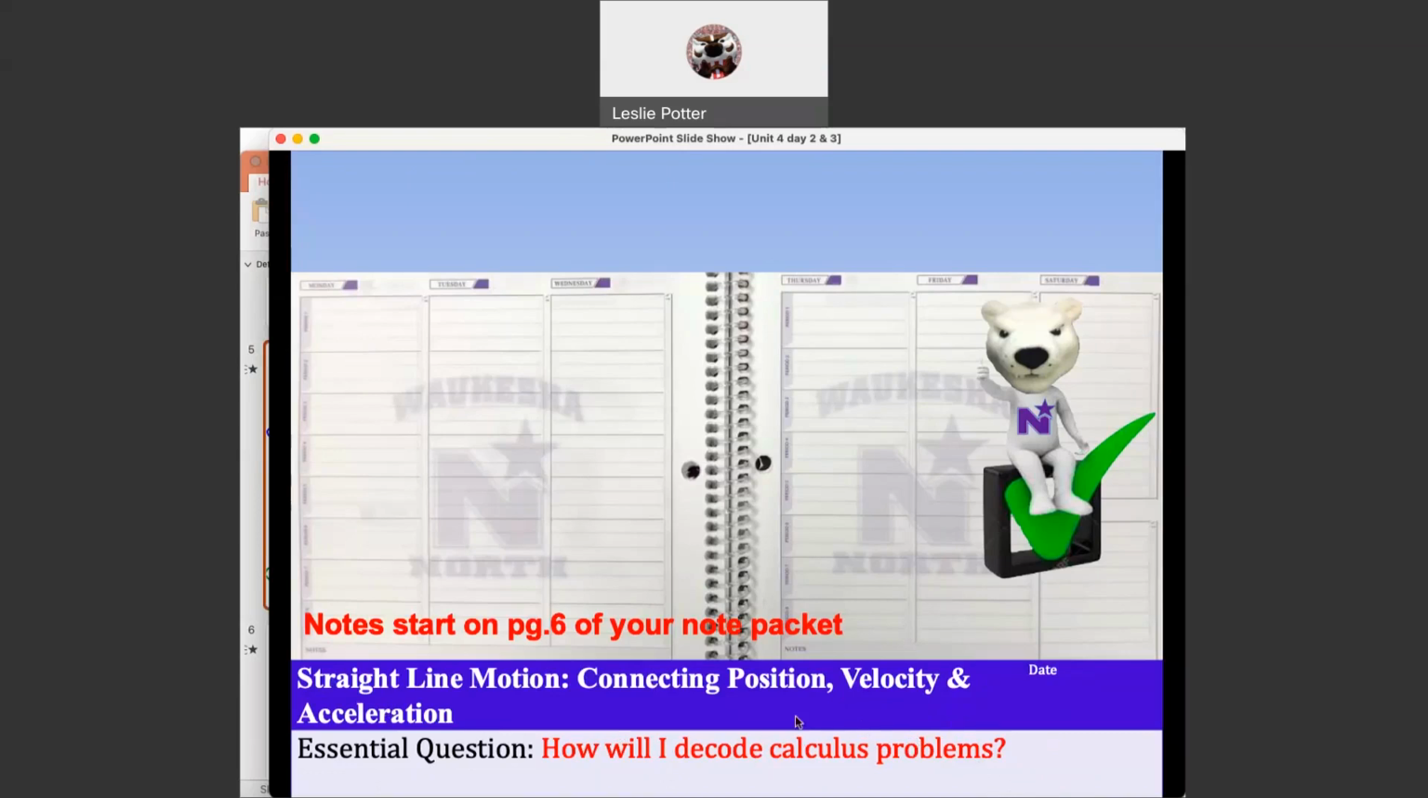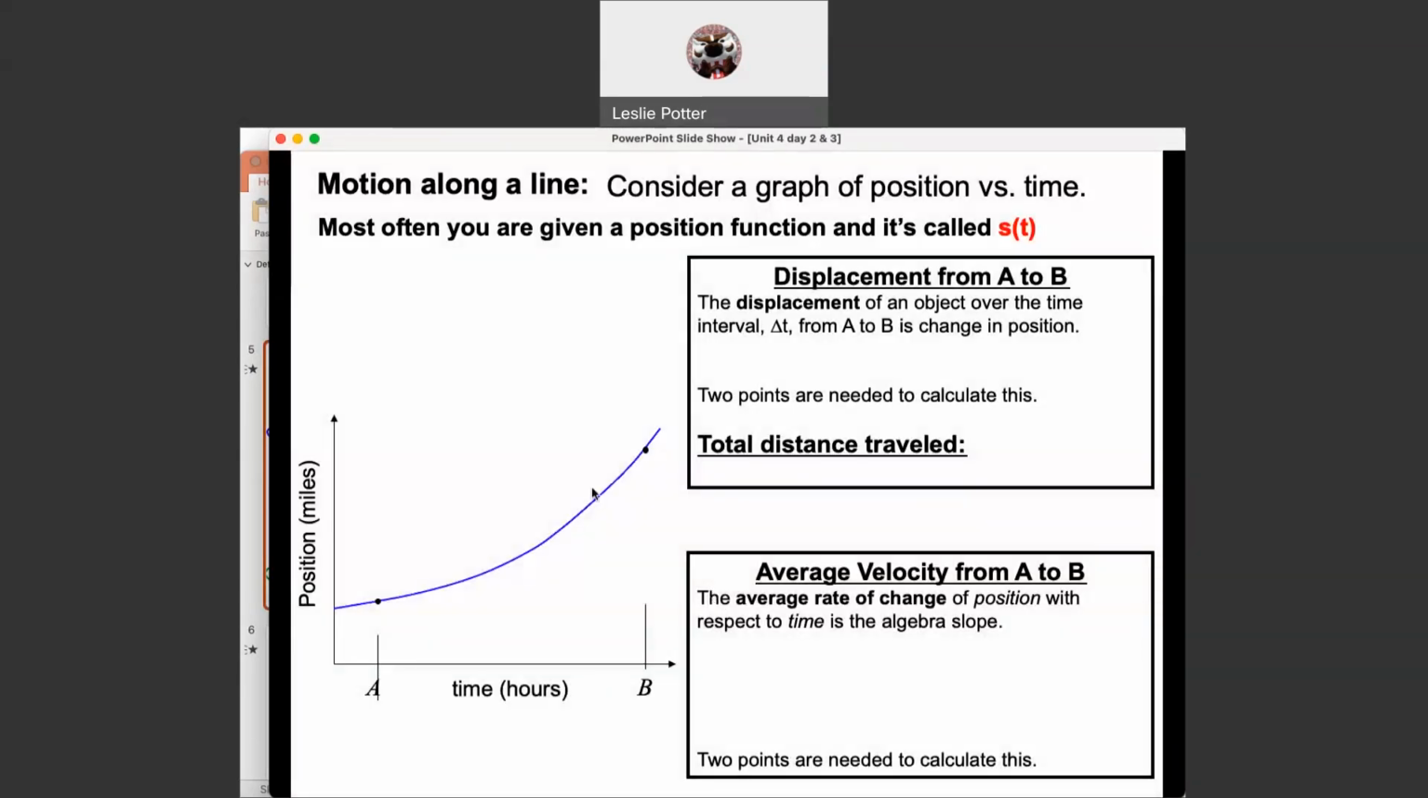So in the context of motion, then we're going to go through all of these definitions that you probably have done in physics. We're going to review them and we're going to apply those definitions to the problems. So motion along the line. So we consider this graph here of position versus time.